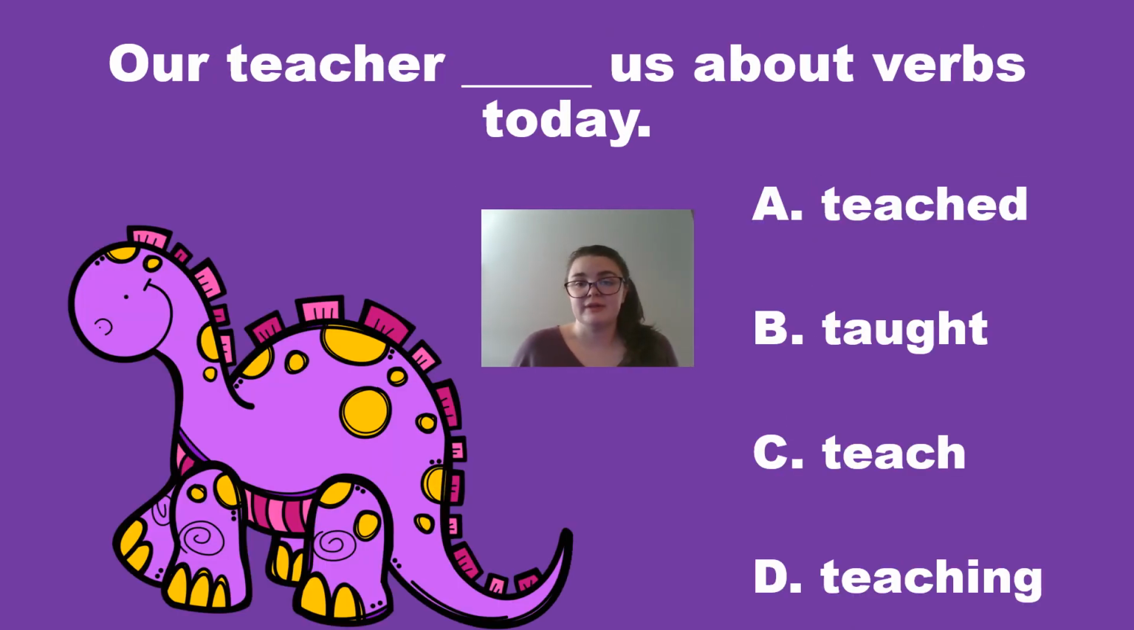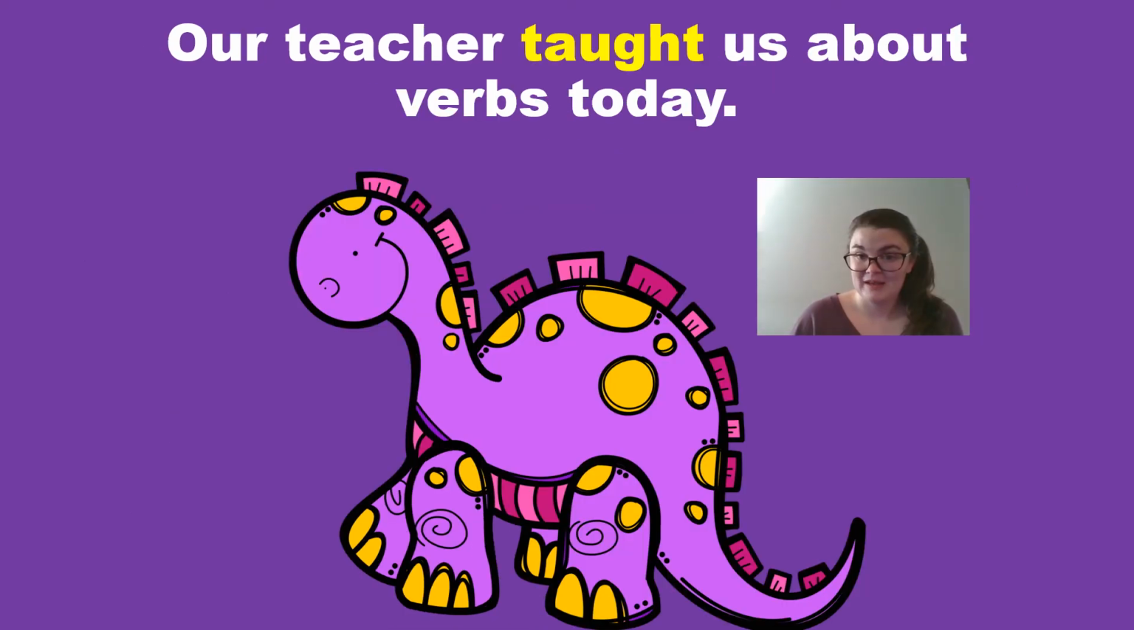Our teacher blank us about verbs today. Our teacher A, teached us about verbs. B, taught us about verbs. C, teach us about verbs today. Or D, teached us. Which one makes the most sense? Your answer should have been taught. I hope that you learned that from this lesson. Our teacher taught us about verbs today.